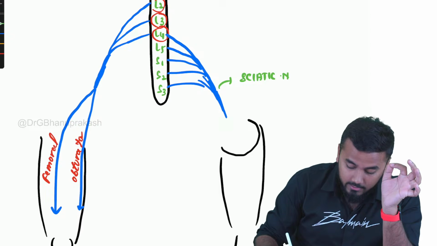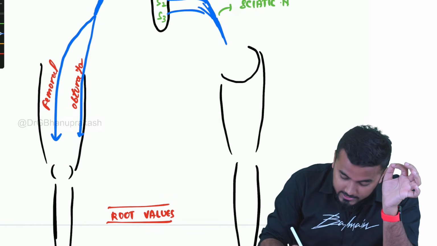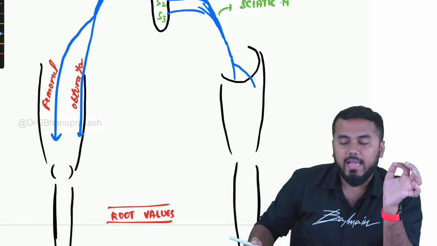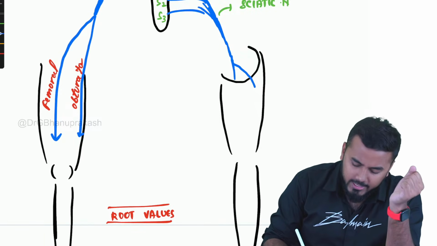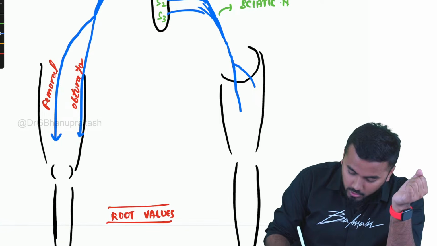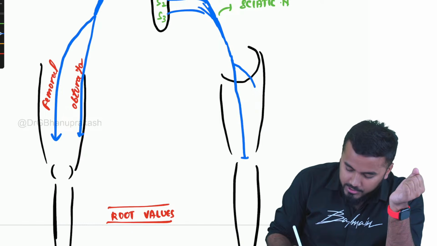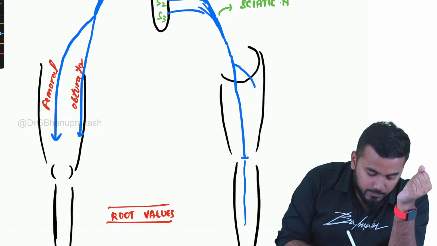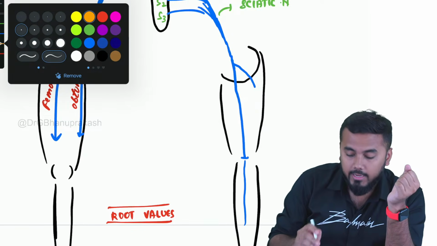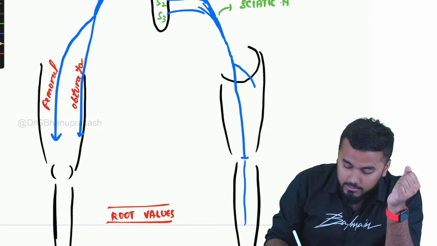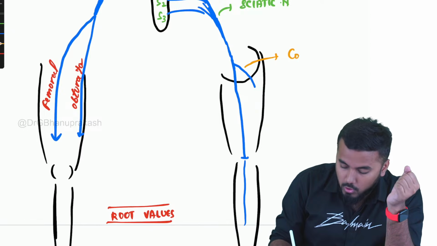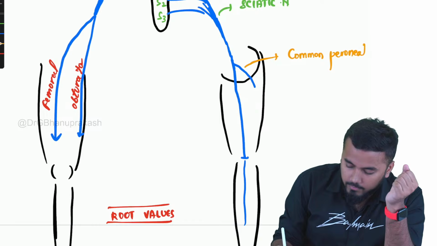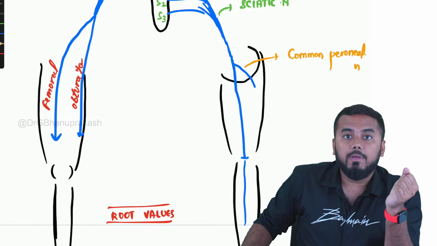And this sciatic nerve, guys, look here very carefully. This sciatic nerve gives a small branch like this. It gives a small branch, but the rest of the sciatic nerve comes down all the way till here. It stops, and again it gives another branch like this. What is this branch which is going away? This is called the common peroneal nerve.